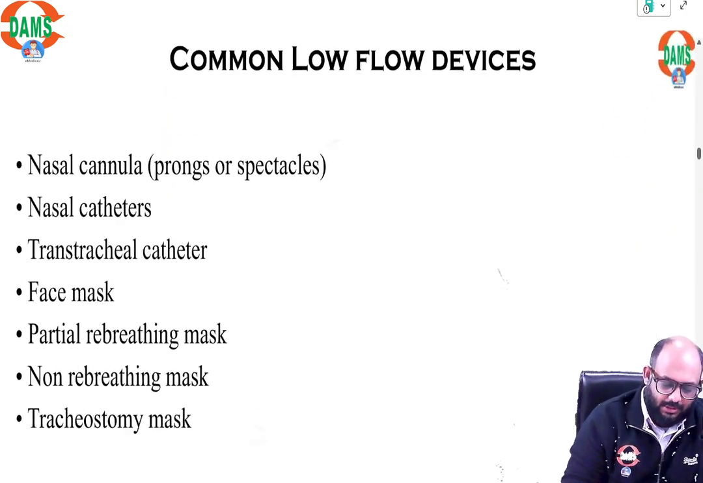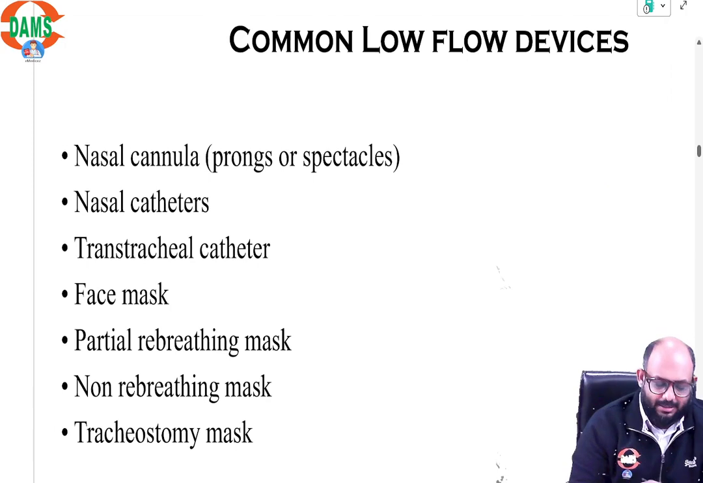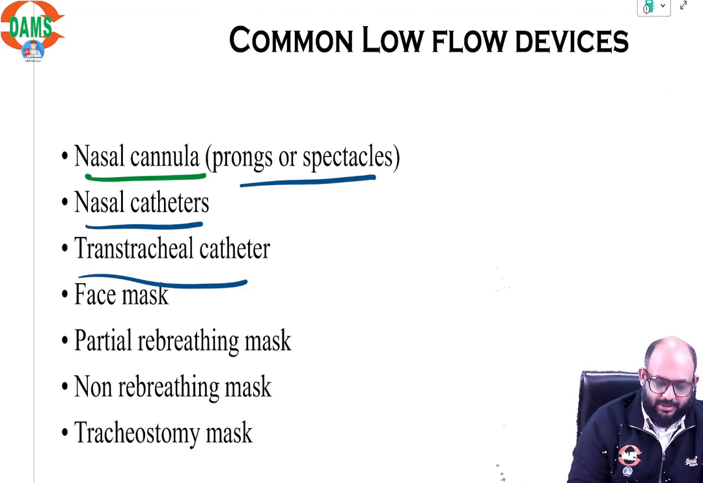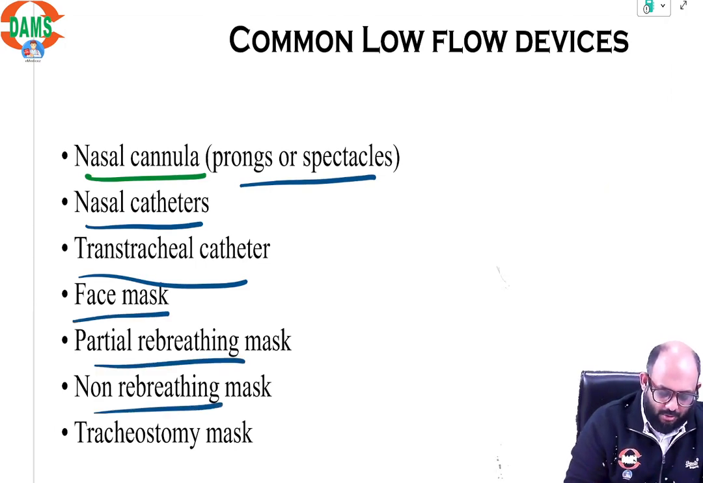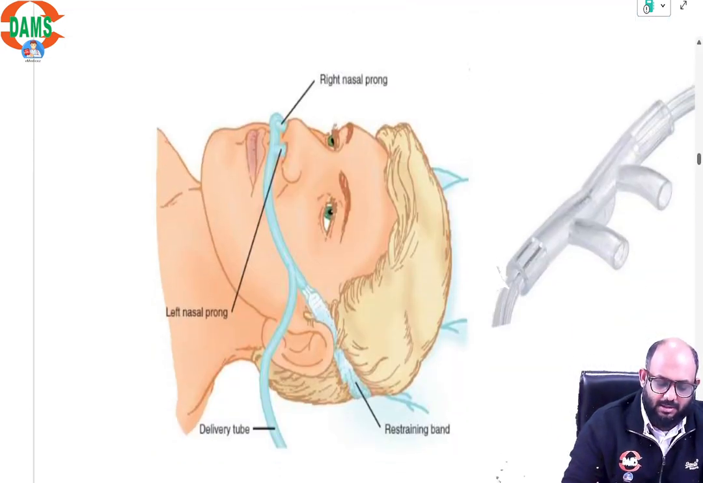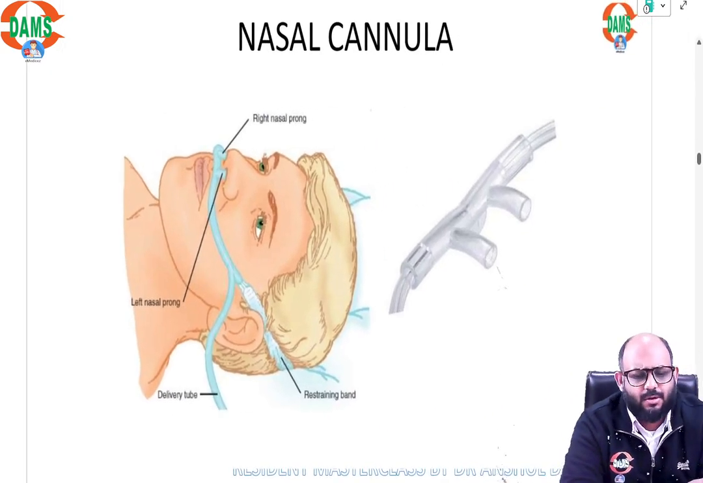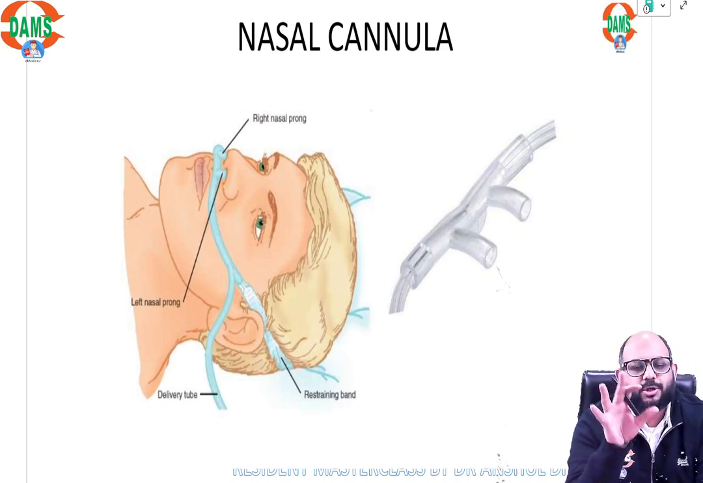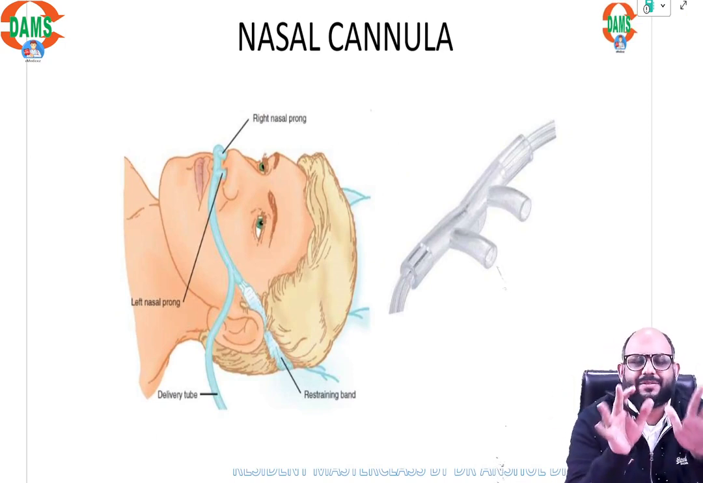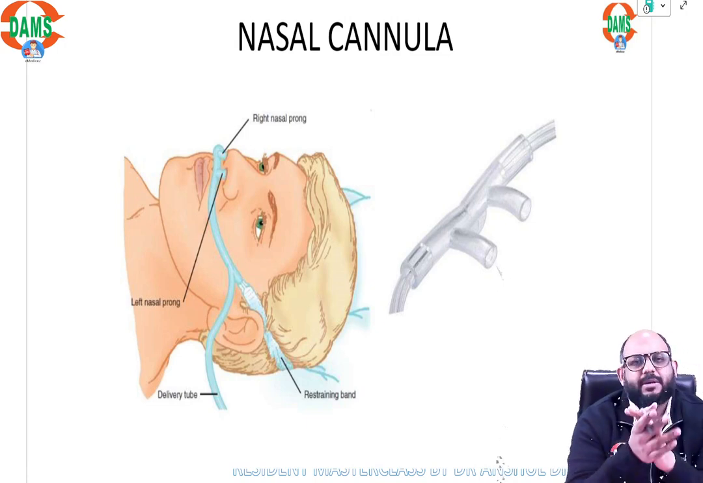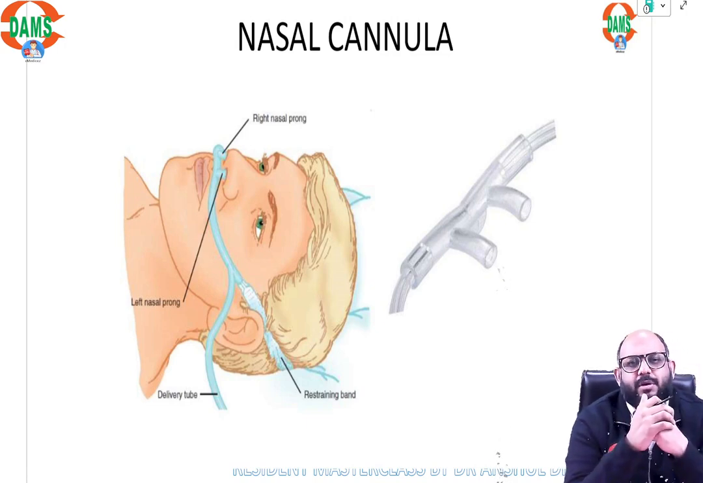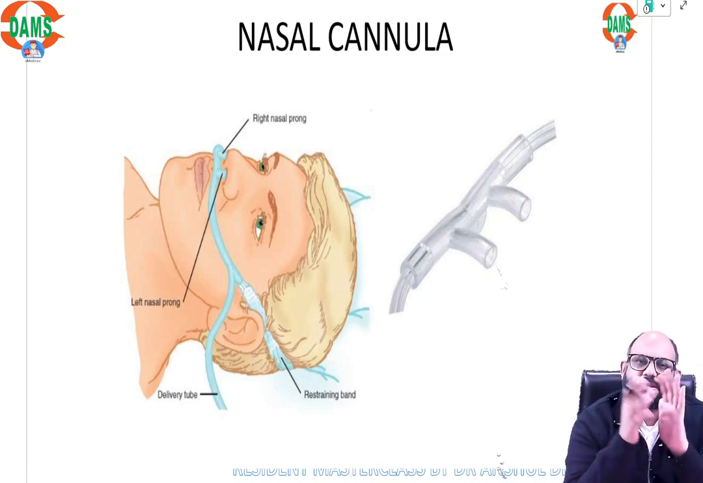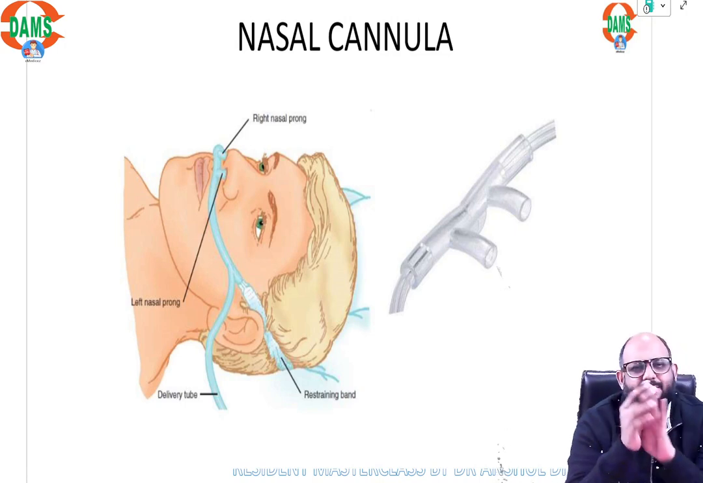Now, common low flow devices: you have nasal cannulas, which are prongs or spectacles, nasal catheters, transtracheal catheters, face mask, partial rebreathing mask, non-rebreathing mask, and tracheostomy mask. The nasal cannula, we have all used it. Now I'm going to go a little faster because this is all what you already know. I'm just going to debrief you on these O2 delivery devices: what are the advantages, what are the disadvantages. Ultimately, you have to understand the funda behind using each of the O2 delivery devices, in which condition you will prefer what. So nasal cannula is the simplest device.